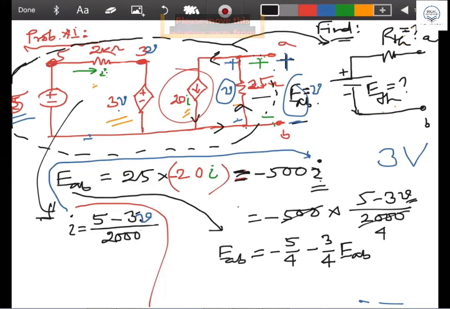Now what is EAB? Can you tell me now? In this equation we can find only the EAB is unknown. Anybody can tell me? I think I don't need to do it. You can tell me, but faster. Anybody? What is the answer?